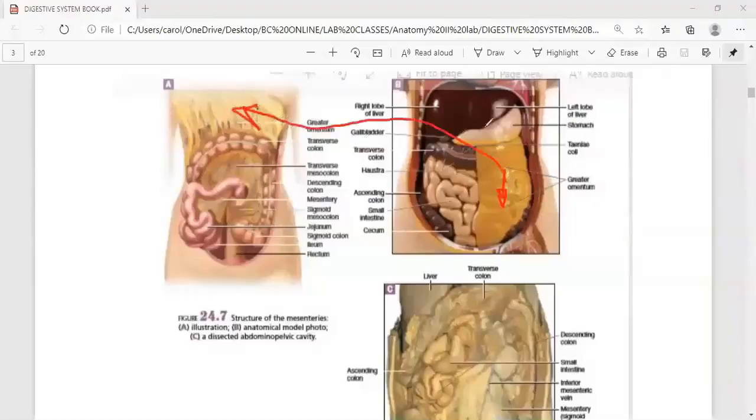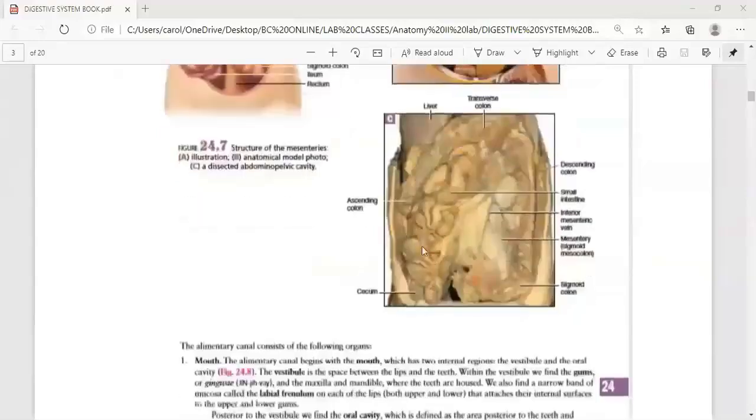Okay, now there is another communication right here, part of the membrane that's going to be between your liver right there and your stomach. That one is the lesser omentum. Okay, so then right here you have the mesentery. So here says mesentery.